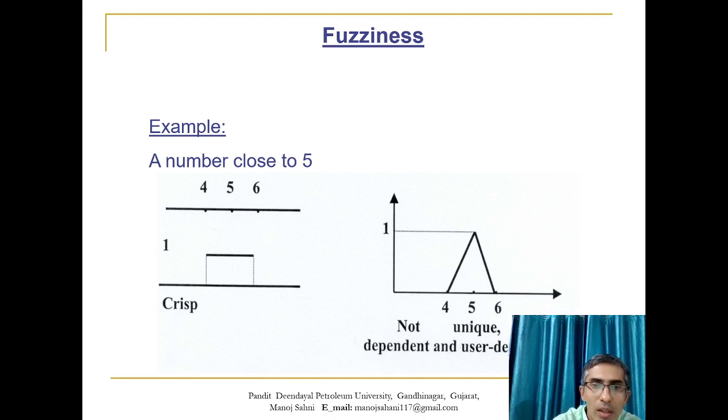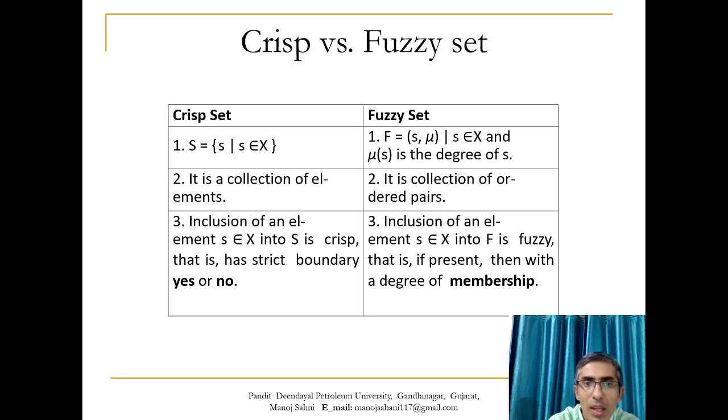If I ask you here for a number close to 5, then 4 and 6 are close to 5. In that case, 4 and 6 are given the membership value of 1, and if you move lower than 4, you get the membership value 0, and above 6 you again put the membership value 0, which can be represented in this form. Similarly, on the right hand side, this is in triangular form, where the membership value is not defined as 0s and 1s, but between 0 and 1. So that is the difference between the crisp and the fuzzy set.